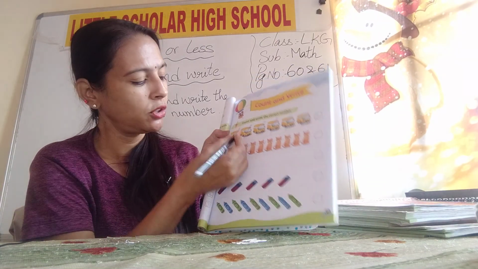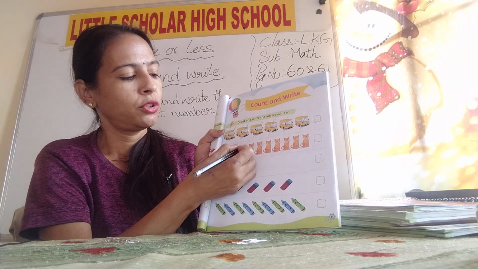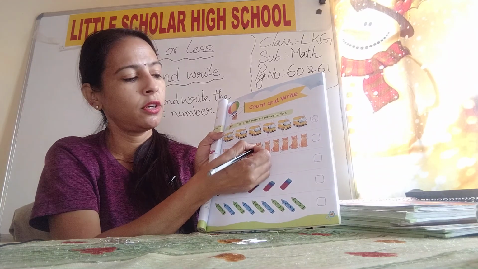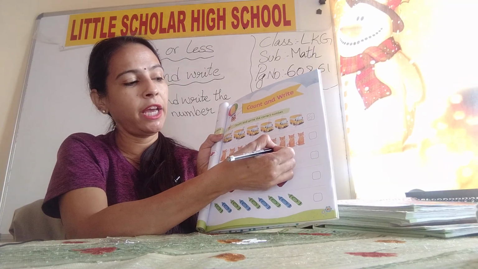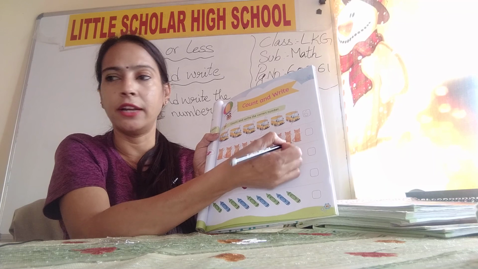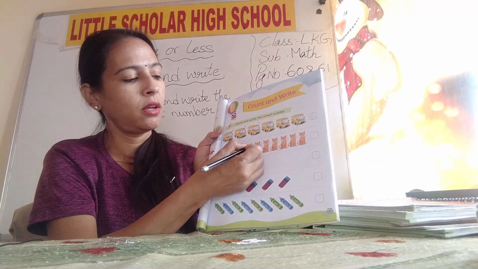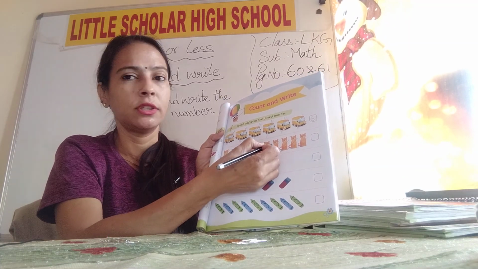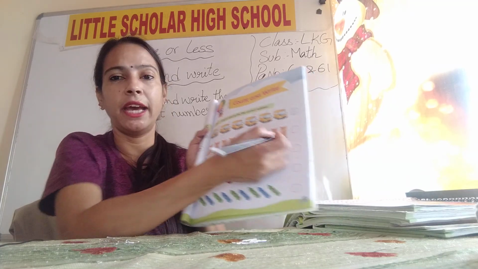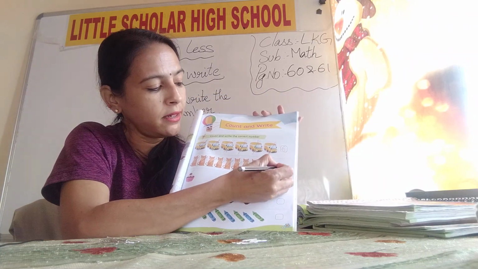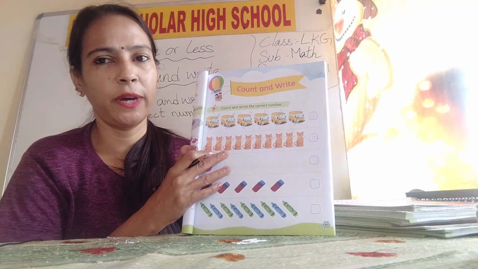Again, how do you count it? It is counted like this. 1, 2, 3, 4, 5, 6, 7, 8, 9, 10. And how do you write it? 1, 0, 10. So how many cats were there? 10 cats were there.